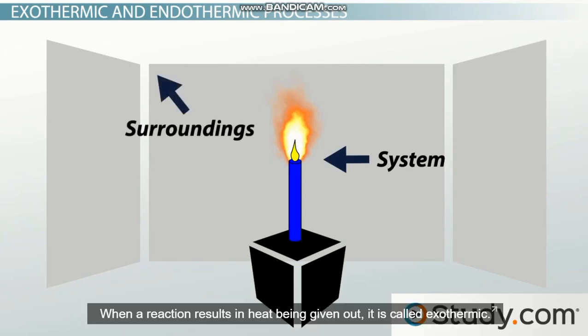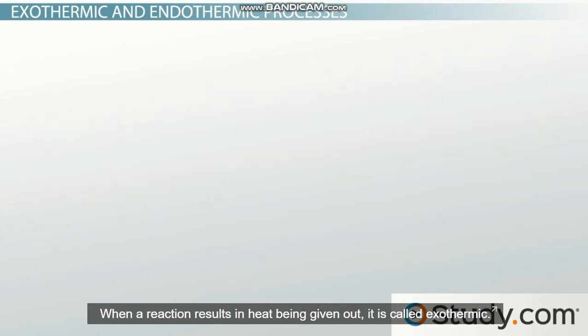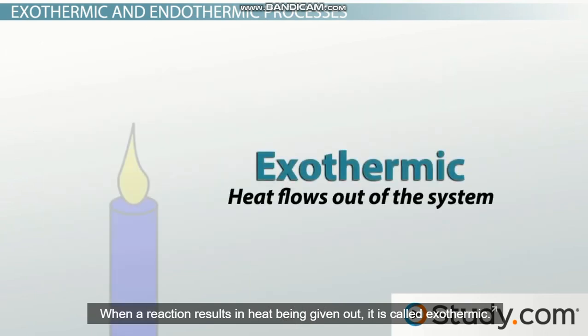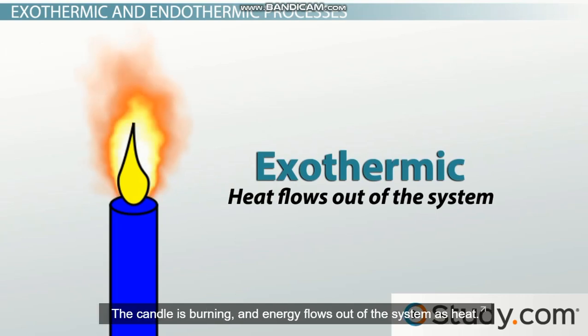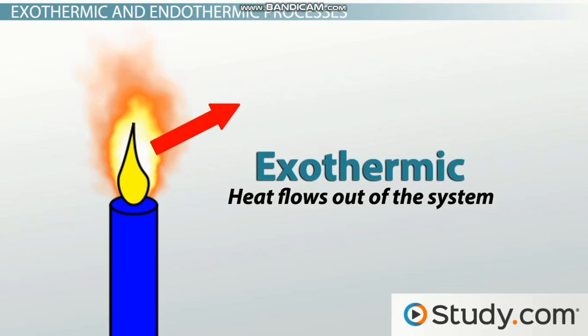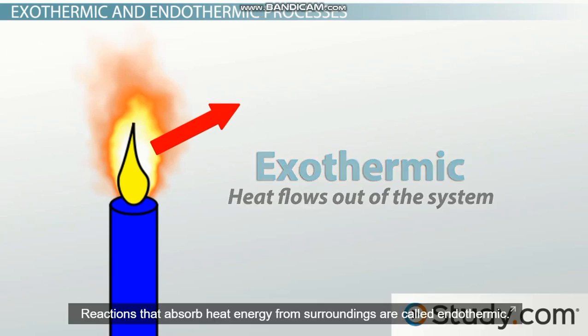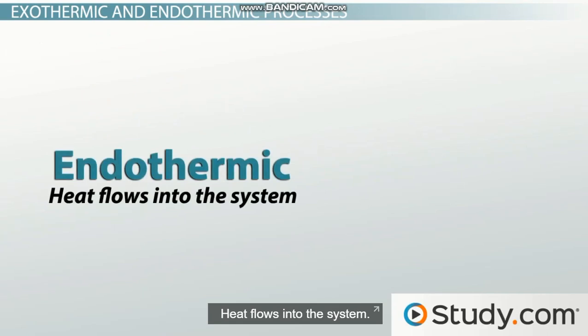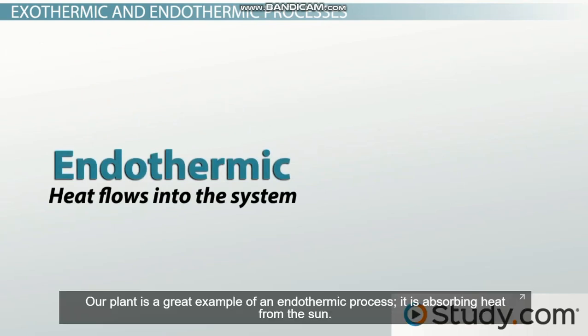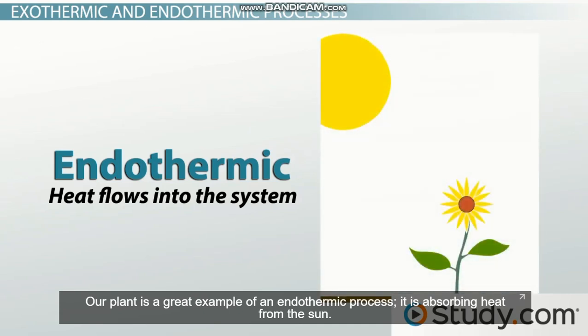When a reaction results in heat being given out, it is called exothermic. Energy in the form of heat flows out of the system. The candle is burning and energy flows out of the system as heat. Reactions that absorb heat energy from surroundings are called endothermic. Heat flows into the system. Our plant is a great example of an endothermic process. It is absorbing heat from the sun.